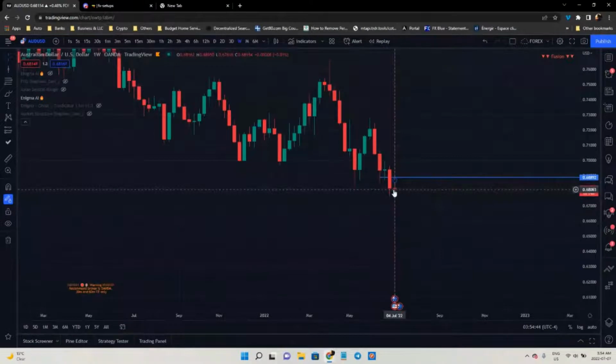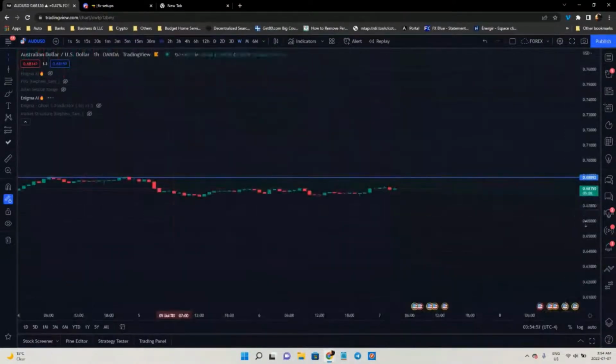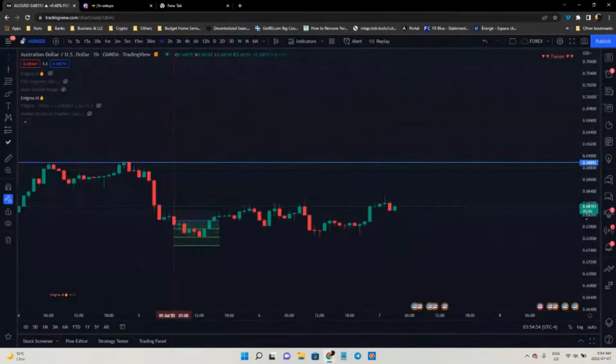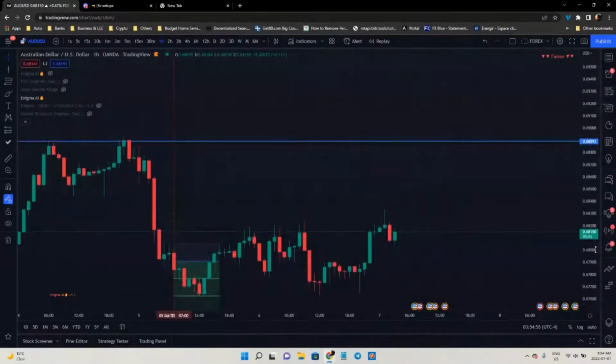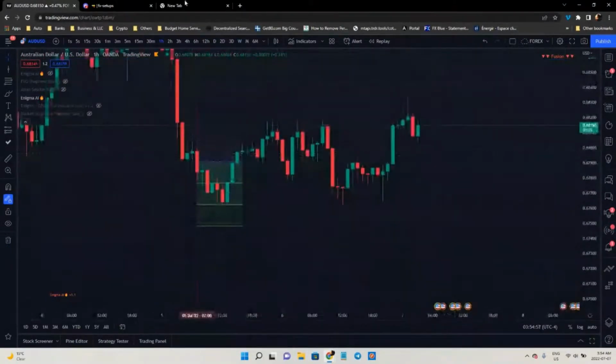Now it's closing. We're gonna wait for a few days, but there was a big move here going down, so it would make sense to take it for a sell, and that's exactly what happened here.